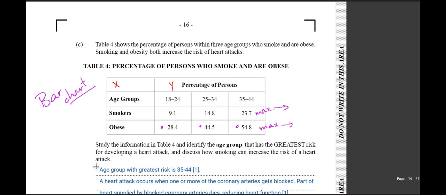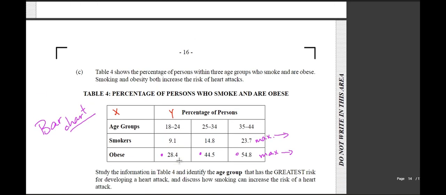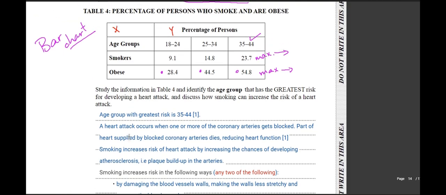So now we're asked, study the information in table 4. Already done. And identify the age group that has the greatest risk for developing a heart attack. Now remember, smoking and obesity increase the risk of heart attacks. So you're looking for an age group that shows the highest percentage of smoking and the highest percentage of obesity. And we basically covered it, right? It's 35 to 44 because we're seeing the maximum for both. So therefore, age group with greatest risk is 35 to 44.